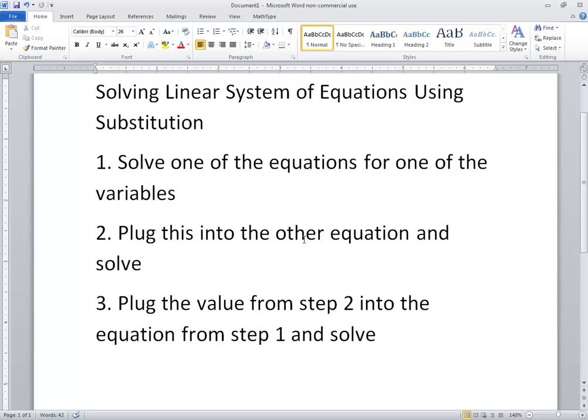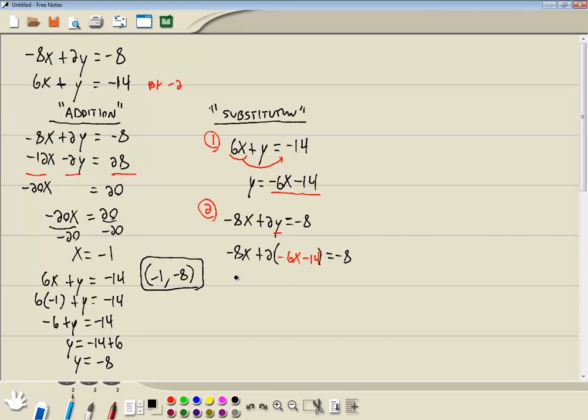And notice that I say and solve. Well, this is a linear equation. So get rid of parentheses, distributive property. 2 times negative 6 gives us negative 12x. 2 times negative 14 is negative 28. Combine like terms. Negative 8x, negative 12x is negative 20x.